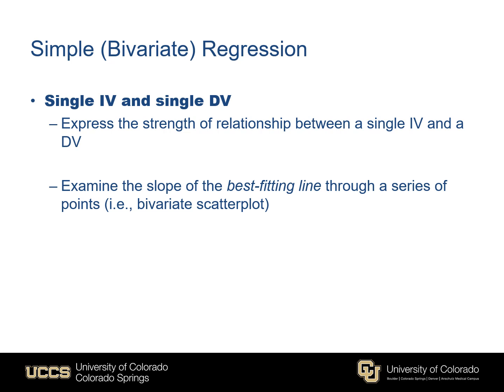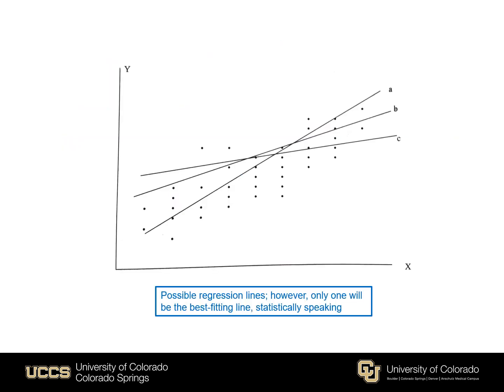We do so by examining the slope of the best fitting line through a series of points. By best fitting, we mean the line that lies closest to all the points in a bivariate scatter plot. We see in this graph that while there are many ways to draw lines through any set of points, statistically speaking, there is one and only one line that best fits these data.